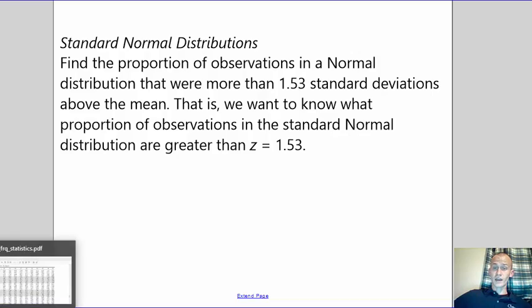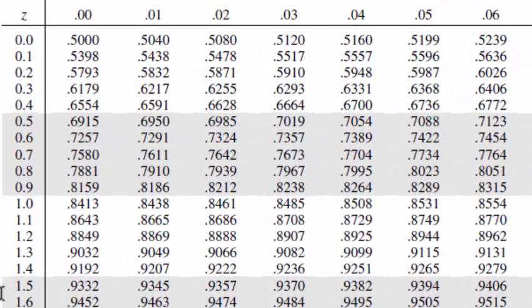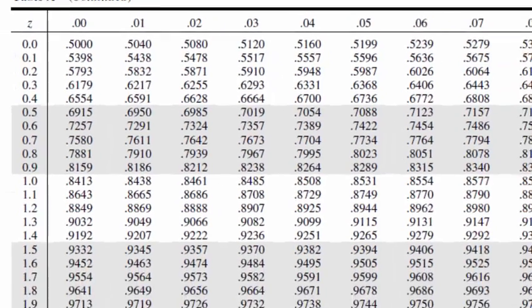So let's take a look at our z-score tables. We're going to find that value of 1.5 on that right-hand column, go over till we get to that hundredths place of 3, and then that value is the proportion that we are interested in. So we're going to write down that number.